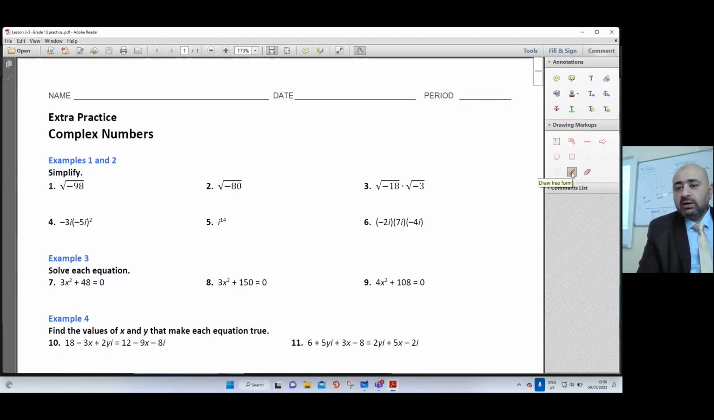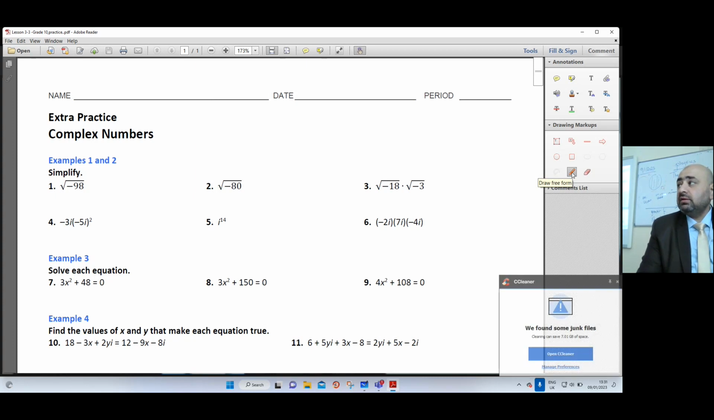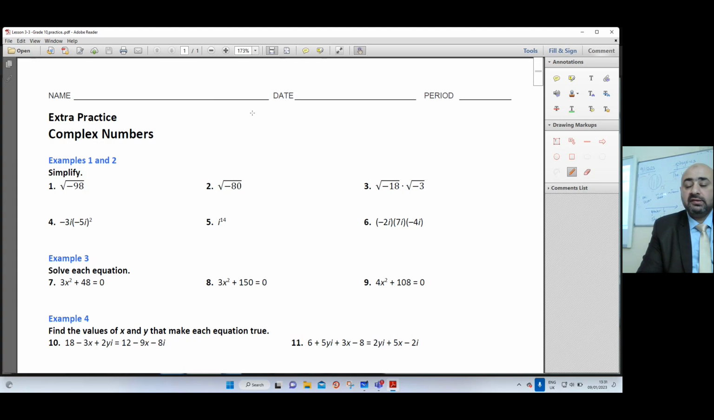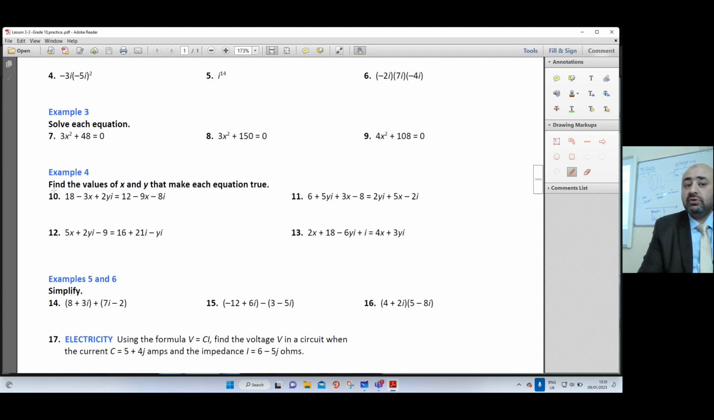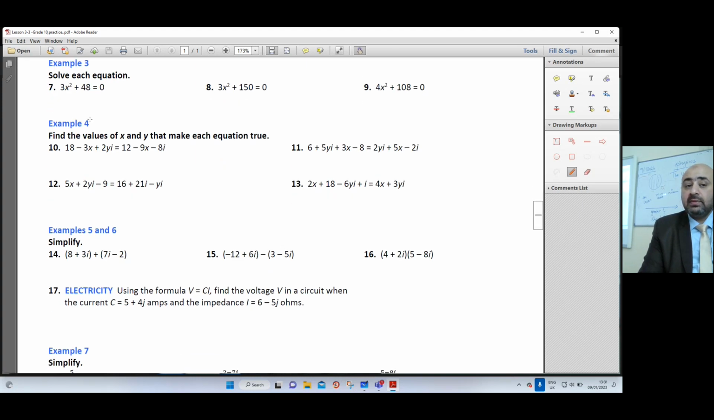Grade 10 Algebra 2. We are in Module 3, Lesson 3, complex numbers. Today we'll continue our lesson. In this lesson, we have extra practice. As you remember, in the last lesson, we solved numbers 1, 2, 3, 4, 5, and 6. And today we will continue from number 7.